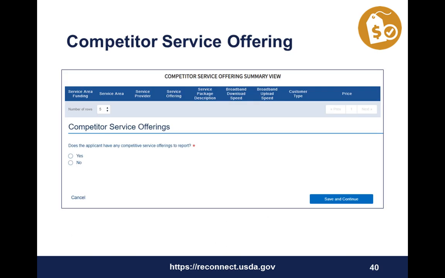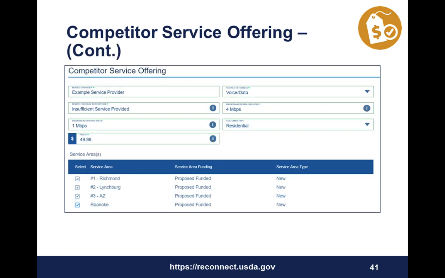To start with this section, if there are competitive service offerings to report, we will need to identify those for the USDA. At this point, we're collecting the same information as we have collected for our proposed service offerings. Again, you'll have to associate these competitive service offerings with the appropriate service area.